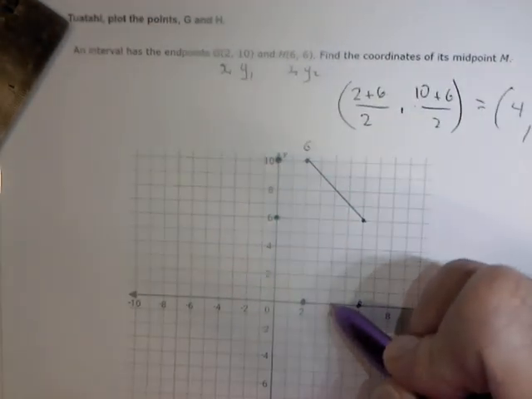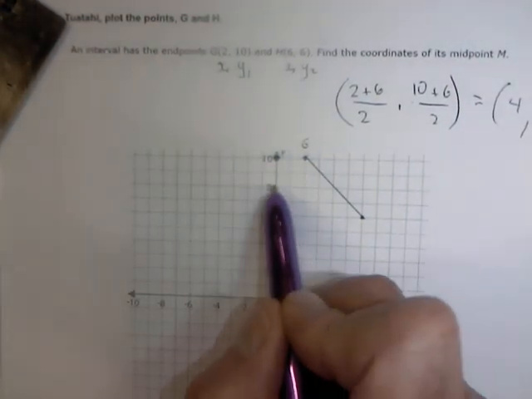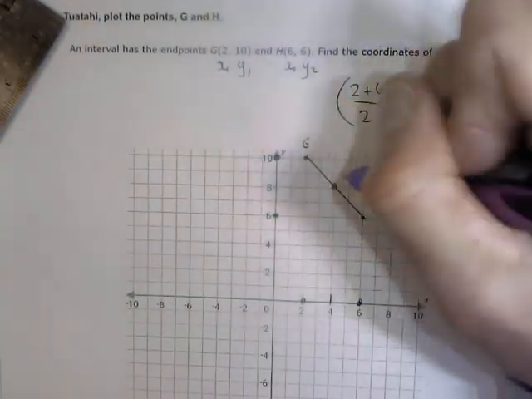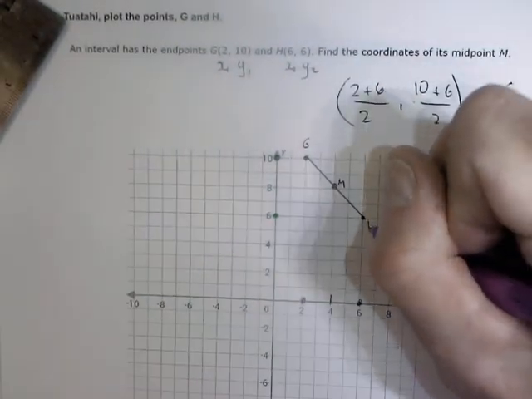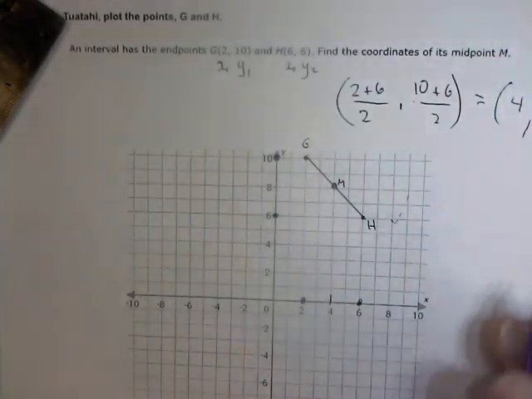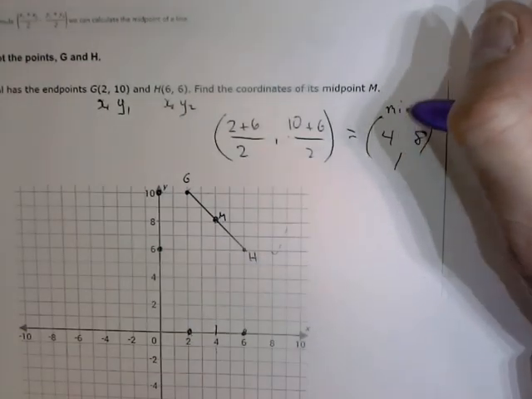So the midpoint, as we said, there is the 4. Midpoint is 8. There is the midpoint M of G and H. That, again, is the midpoint.